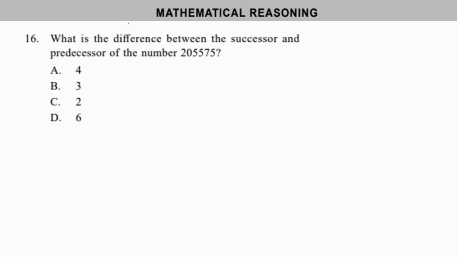Next, moving on to the next section, mathematical reasoning. What is the difference between the successor and predecessor of the number given? We don't have to really calculate because it is a mathematical fact that the difference of successor and predecessor of any number is always 2. So hence option C, 2 is the answer.